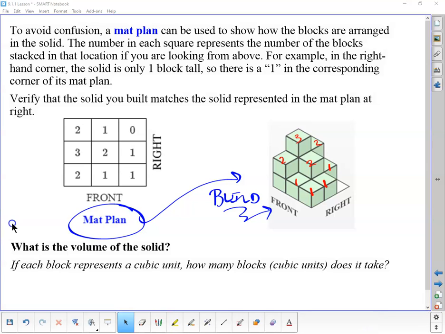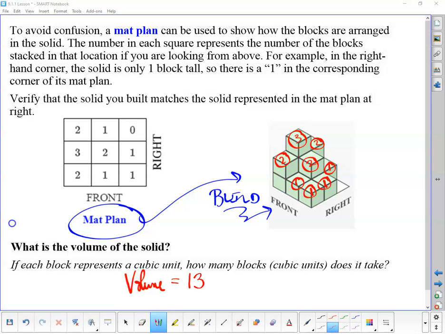The big thing here is that it's going to ask you what's the actual volume of this. If each block represents a cubic unit, how many cubic units does it take? Well, the answer is right in front of you. We have 1, 2, 3, 4, 5, 6, 7, 8, 9, 10, 11, 12, 13. So the volume of this is equal to 13 units to the power of 3.